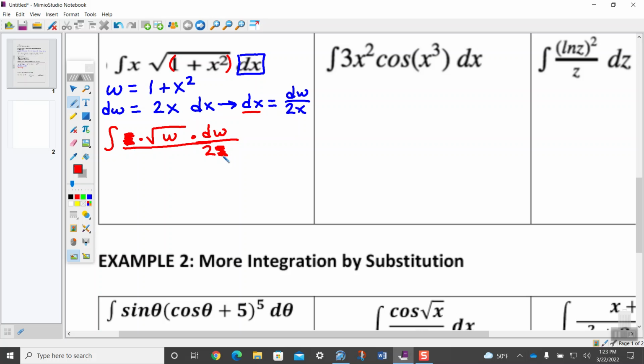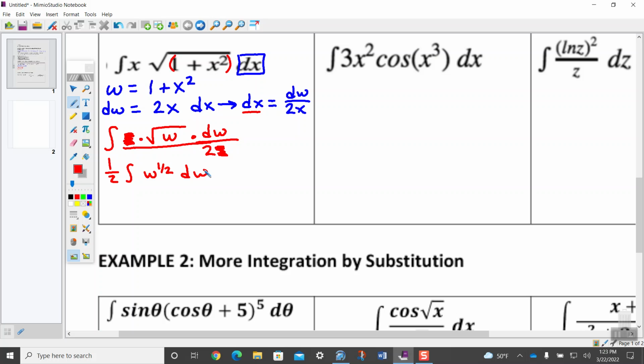Now, divided by 2, that's really what fraction? 1/2. I can take that constant 1/2 and move it out front. So this is like 1/2 the integral of square root of w times dw. Isn't the square root of w just w to the 1/2, my friends? Now let me ask you this question. Take a look at the integral we started with and the one we're at now with substitution. Which one looks a lot easier to find the antiderivative for?